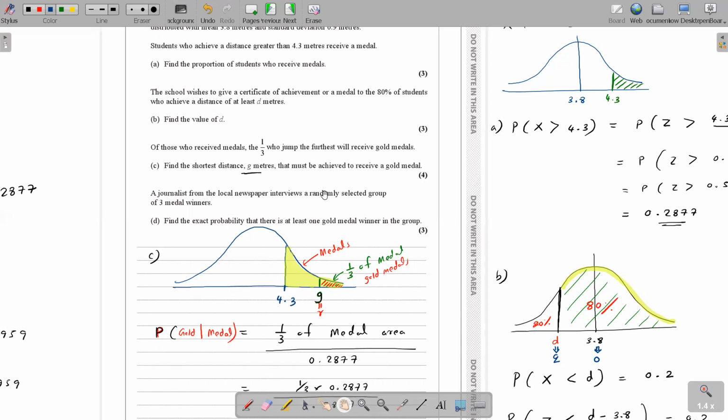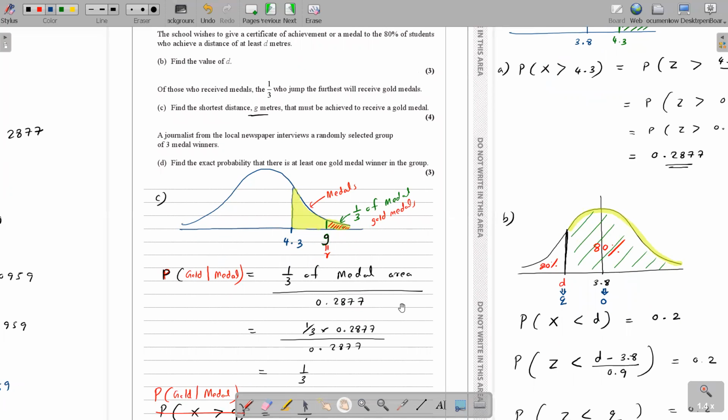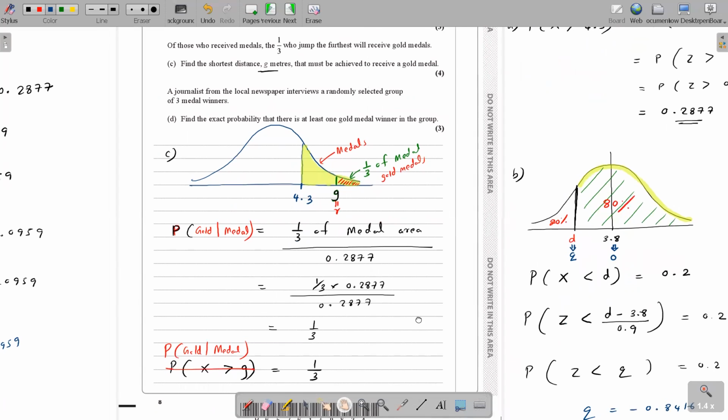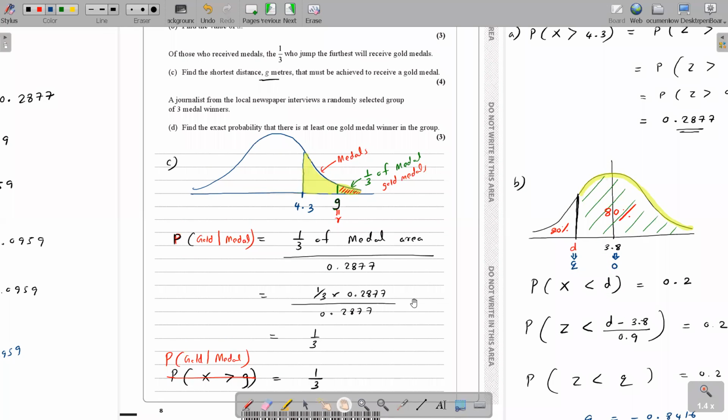A journalist from a local newspaper interviews a randomly selected group of 3 medal winners. So medal winner is in this group, the yellow color group. Find the exact probability that there is at least one gold medal winner in the group. So there is at least one gold medal winner in the group. Okay. How do we get that? Gold medal, given that you have a medal. A randomly selected group of 3 medal winners.